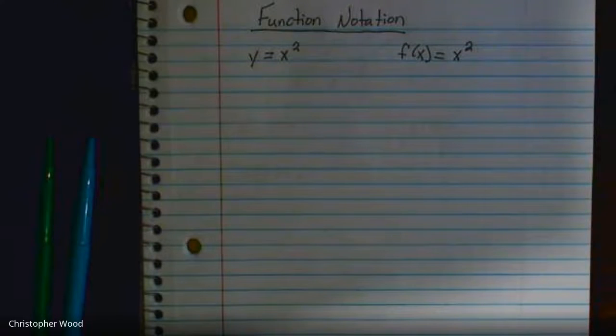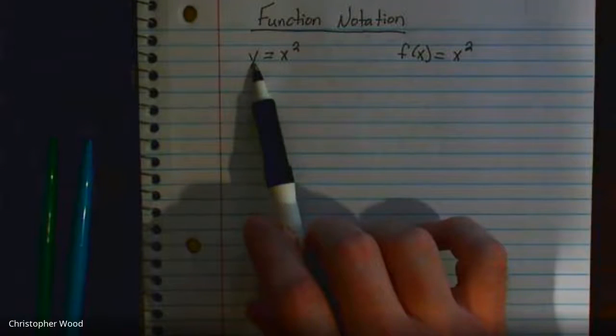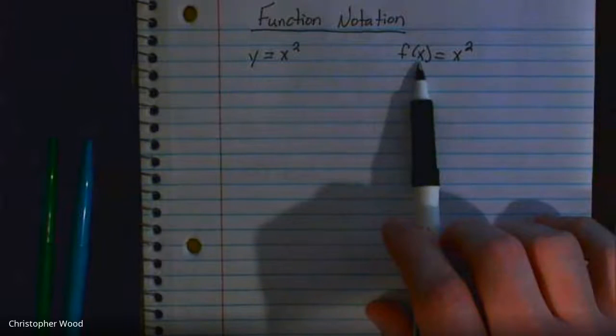So we're going to start off with what is function notation. Those of you that may not be familiar with this, function notation is just that. It's a notation that we use to tell us if things are a function or not, and also to help us with some input and output values. So the difference here is we have an equation that says y equals x squared, and we have that same thing written in function notation.